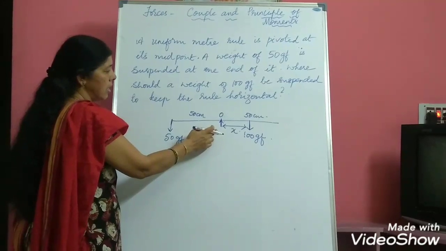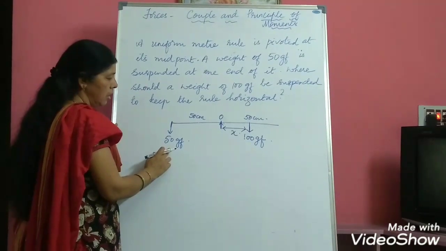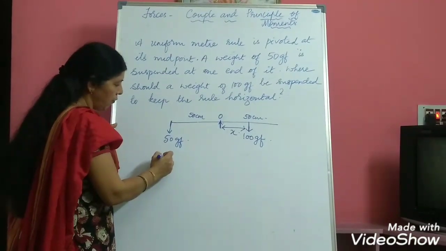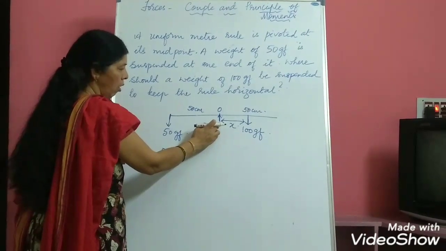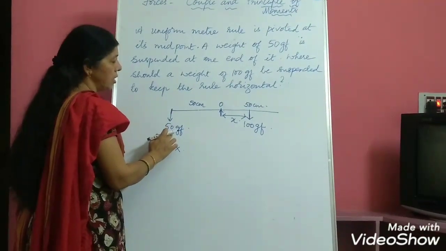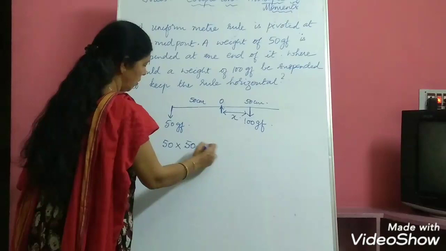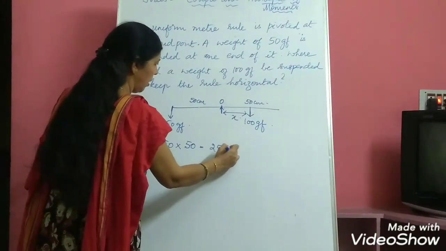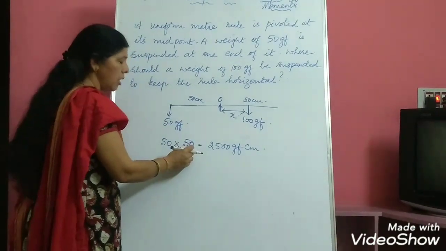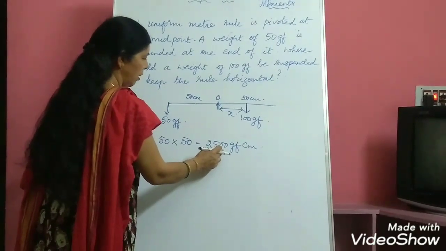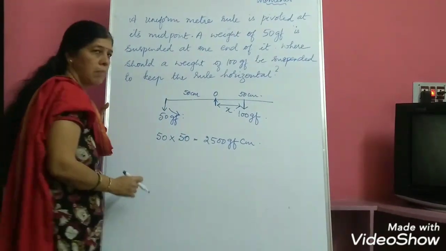Now let us calculate the moment of force at this point. It will be equal to 50 multiplied by, now from the fulcrum or pivot, what is the distance at which this weight is hung? It is 50 centimeter. So this will be equal to 2500 gram force centimeter. This is 50 gram force multiplied by 50 centimeter, which will be equal to 2500 gram force centimeter, and this will have anti-clockwise moment.